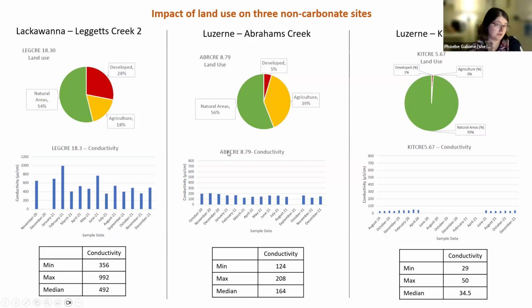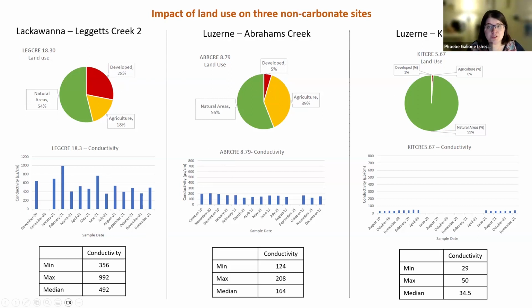Now moving over to Luzerne, if we go to Abraham's Creek here, we have relatively the same amount of natural area. However, the difference here is instead of 28% developed, we're now looking at 5% developed. If we're now looking at conductivity, the max conductivity is 208, which is even lower than the minimum conductivity for our first site. So one of the things that we can look at here is, oh, maybe the amount of developed land here is really affecting our conductivity levels.